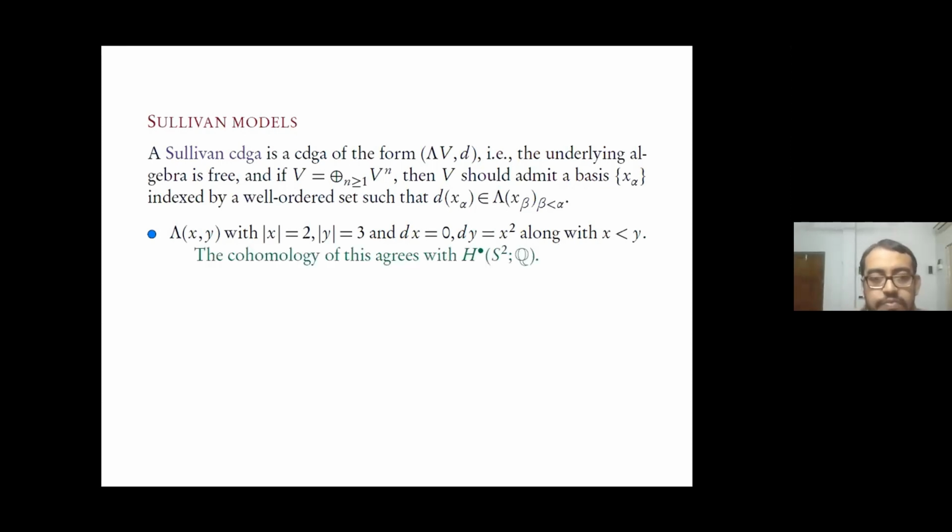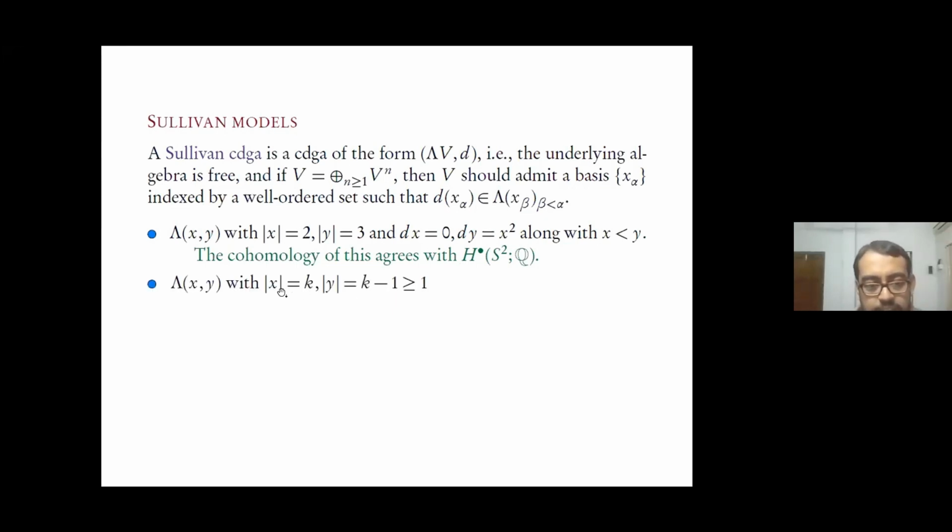Okay. In fact, if you compute the cohomology of this, it agrees with the cohomology of S2, because the only thing that survives is x, and x squared is 0 because x squared is exact, right? So x squared is the coboundary of dy. So this agrees with the cohomology of the two sphere.